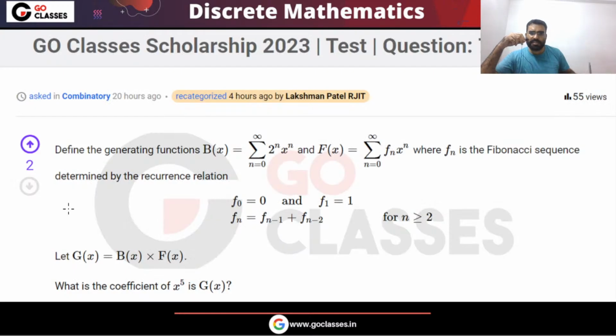So what is fn? This is given to you. You can calculate fn from this recurrence relation. So what will be fn? Tell me, what will be this series? Fibonacci series.